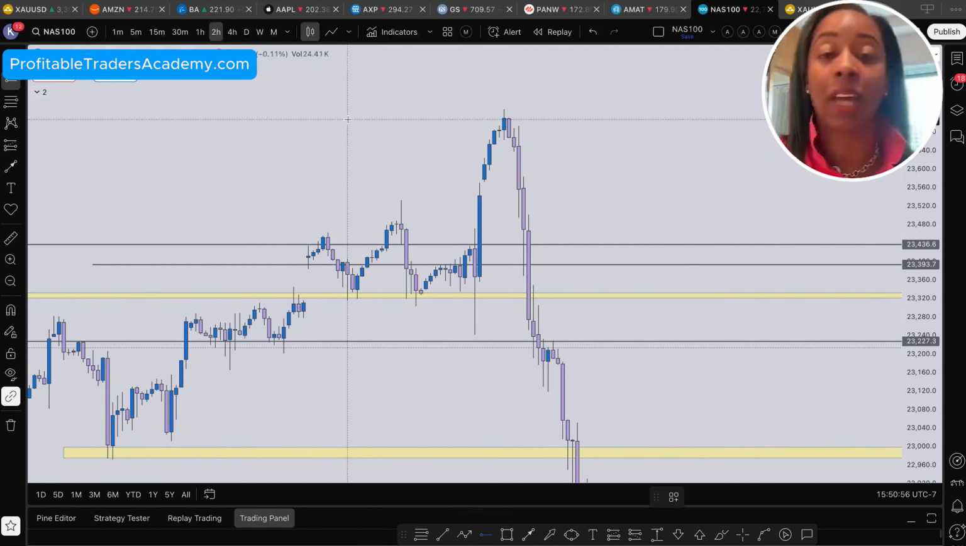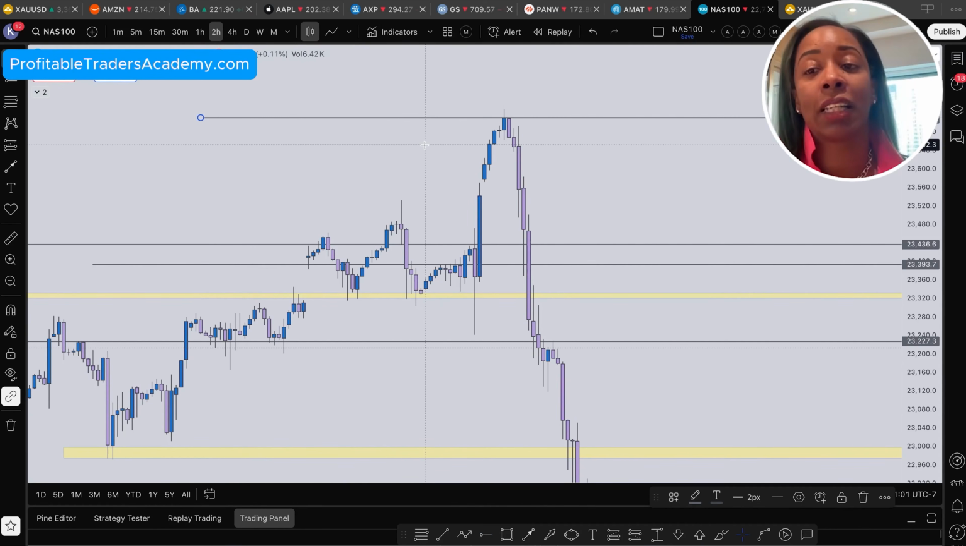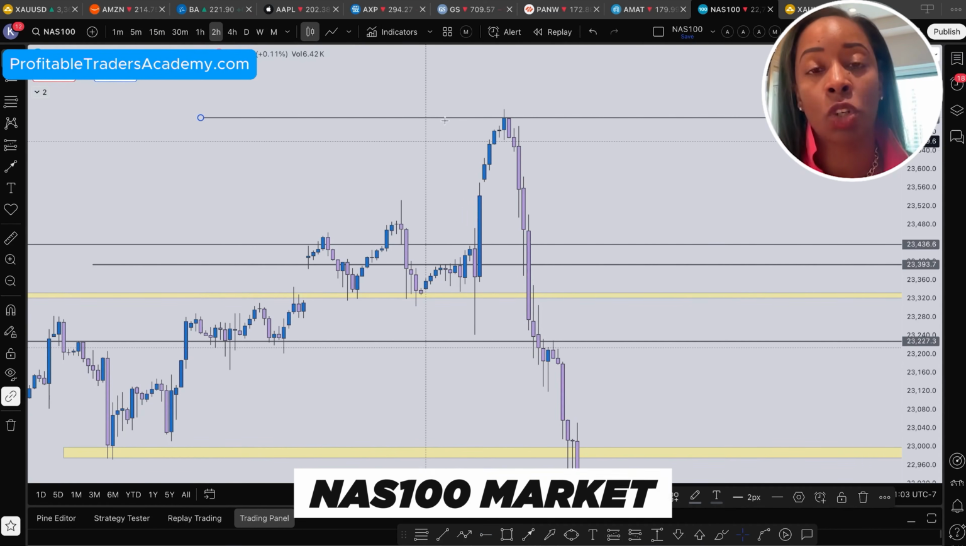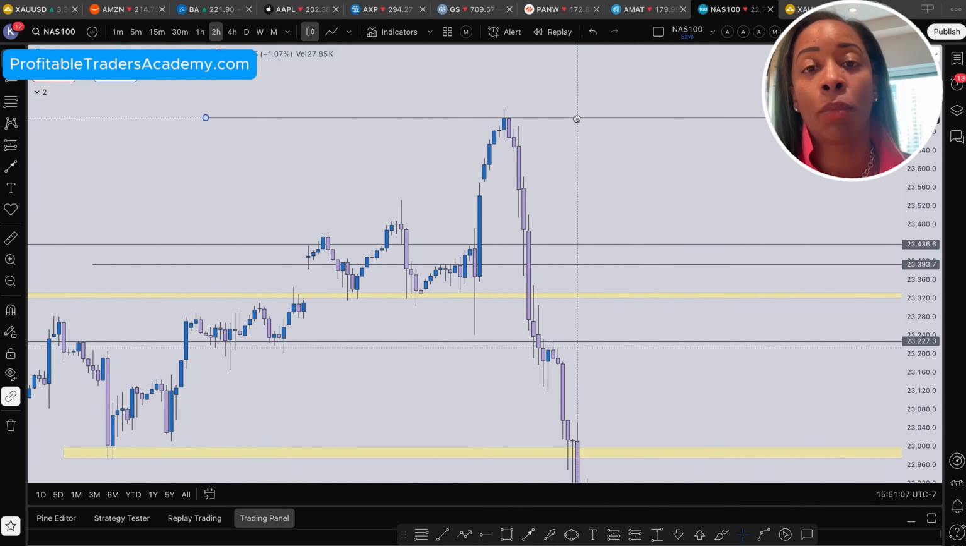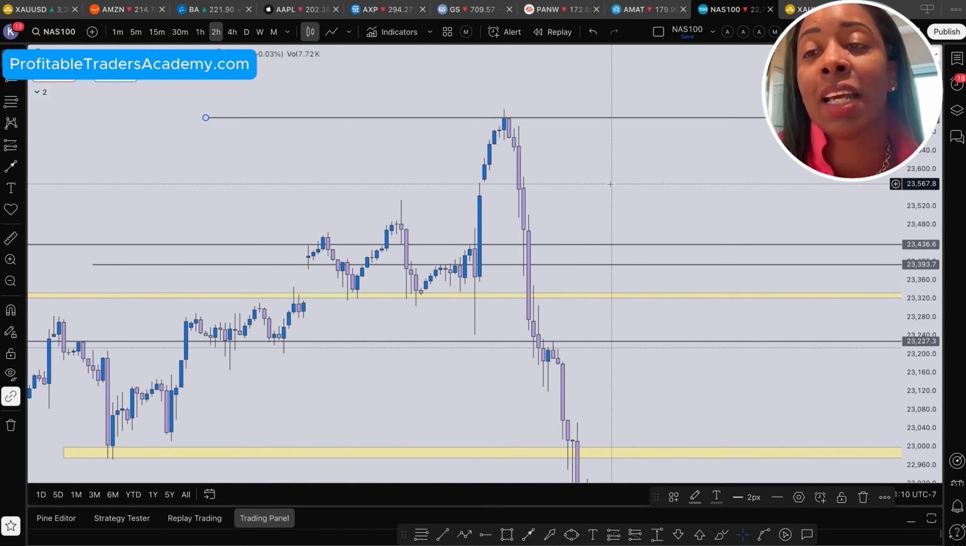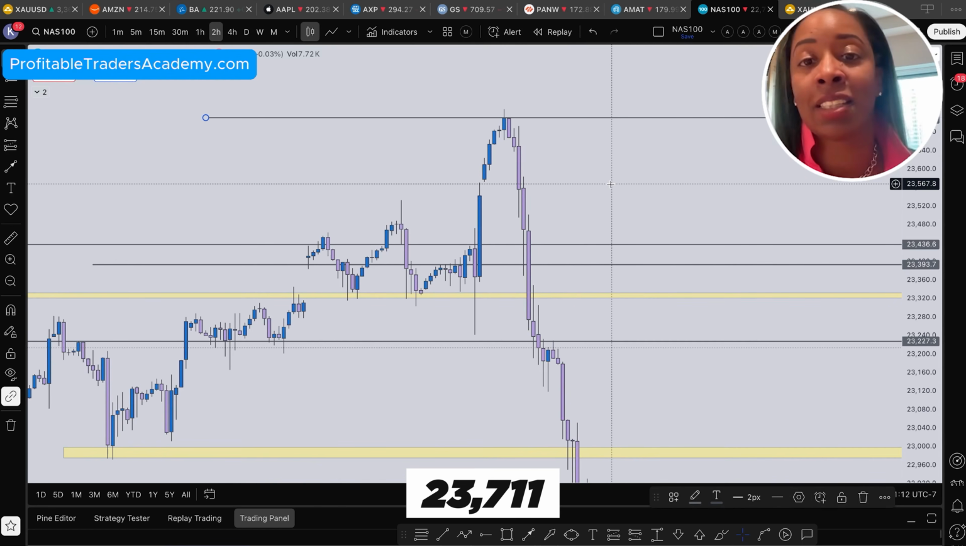So let's go ahead and take the horizontal ray tool and just mark off this level. Since this is basically a new high inside of the NAS100 market, typically I will put it right here at the wick, but for right now, I'm going to put it right here at this little resistance. And this is sitting at 23,711.